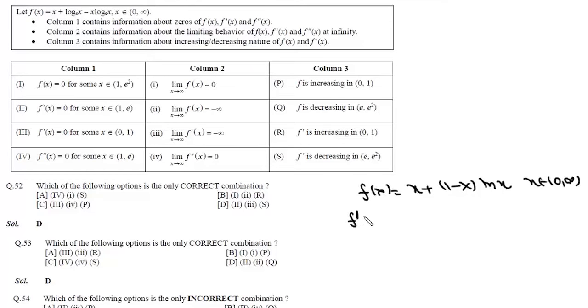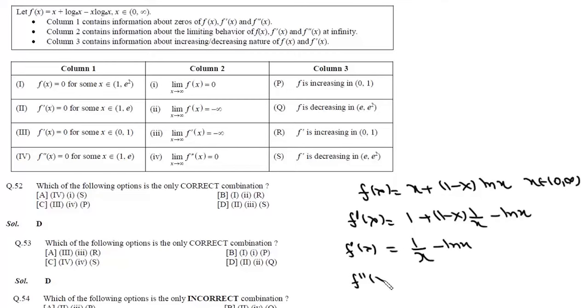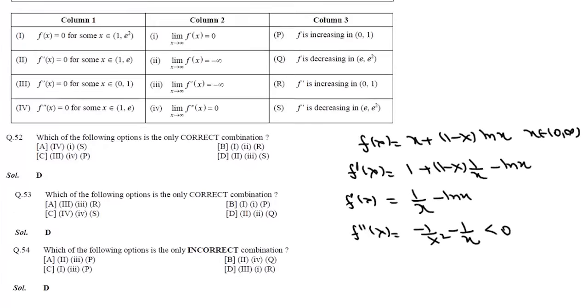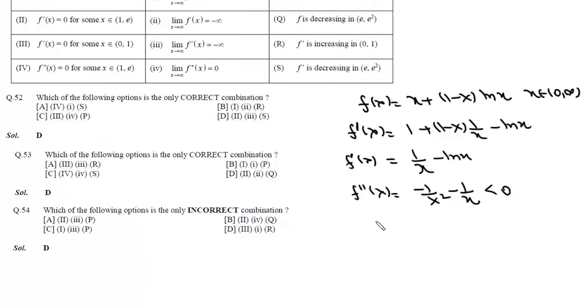Now if we find f dash x, it will be 1 and then 1 minus x into 1 by x and then minus log x. So it will be simply 1 by x minus log x. So that's your f dash x. Now if we find f double dash x, it will be minus 1 upon x square and then minus 1 upon x. Now since x is positive, f double dash x is negative. And if f double dash x is always less than 0, it means f dash x is a decreasing function.